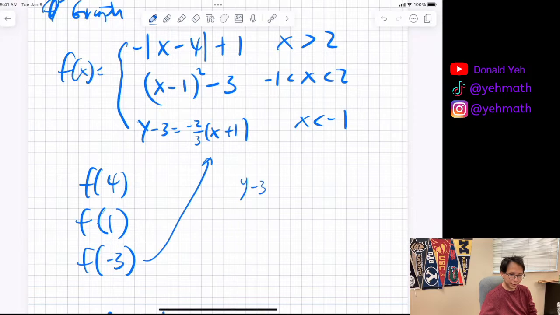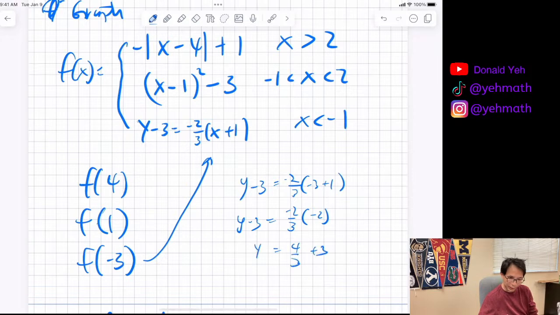So y minus 3 is equal to -2/3 times -3 plus 1. So it'll be -2/3 times -2, y minus 3. And then that's equal to 4 over 3 plus 3. And that's equal to 13 over 3, I think. I'll still approve, so I guess I'm okay. Students always find my mistakes. It's good though.